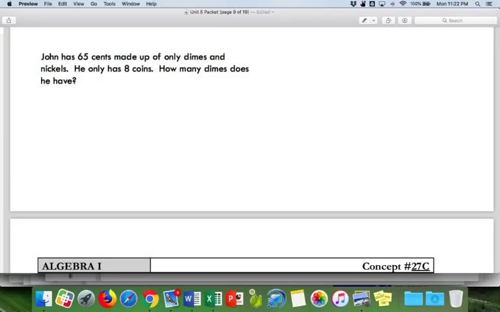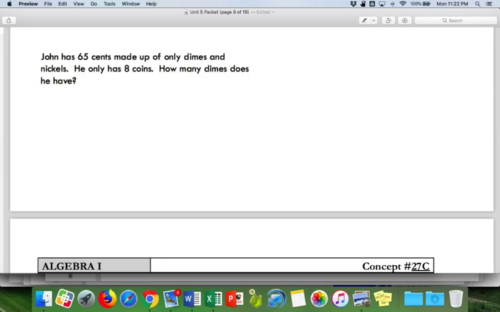Before we start this problem, I need you to do something. On the front of the packet, it says there's supposed to be a video for 27D. There is not a video or information on your packet for 27D, so please scratch that out.